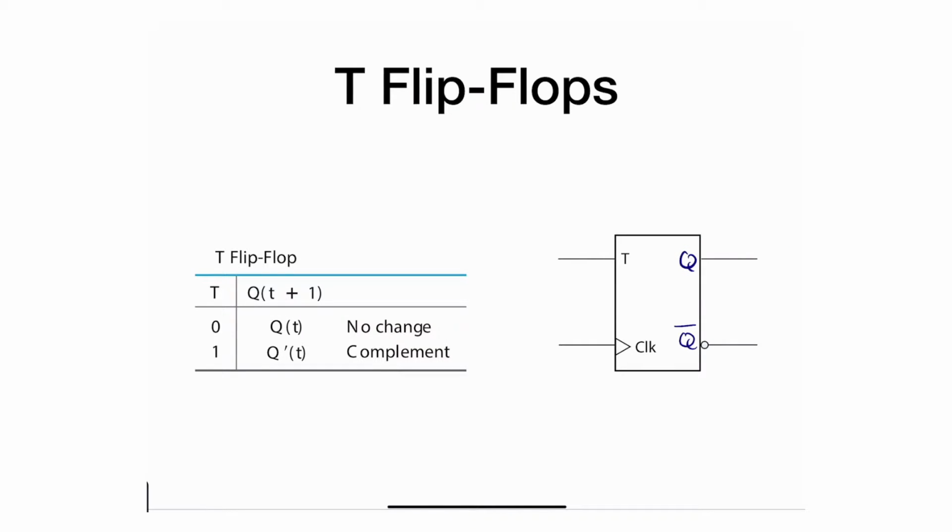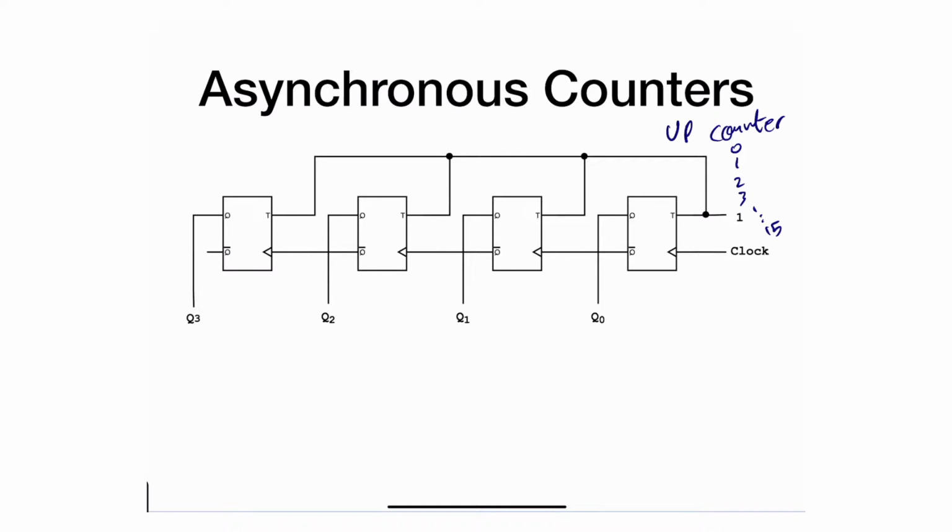So if T is 1 and the current value of Q is 0, the next clock around you're going to see that 0 becomes a 1. And the next clock around that will become a 0. As long as you keep this as a 1, it just flips between the values. So that's how a T flip-flop works. So back to the asynchronous counter.